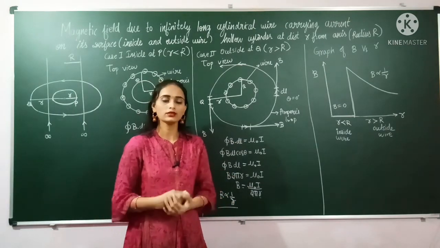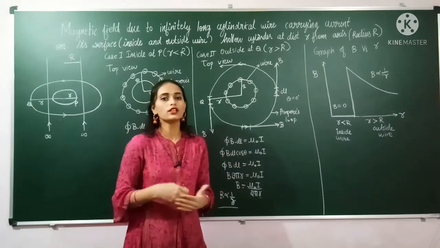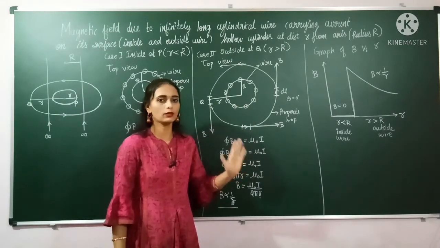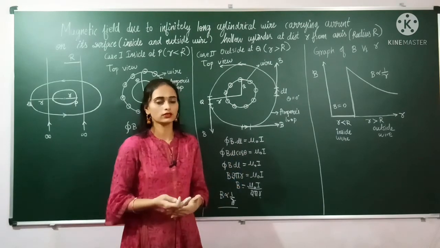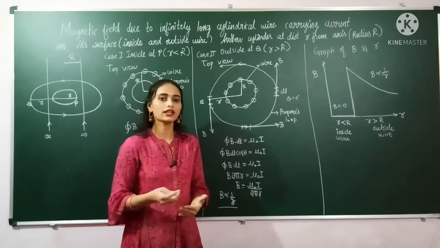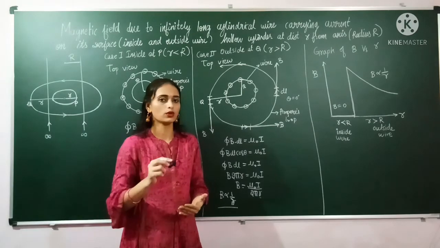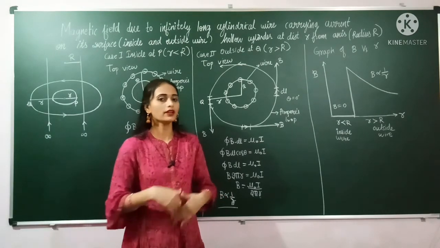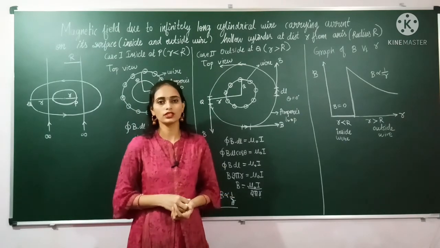So in the next class we will discuss the same thing for the solid cylinder. Here it is a hollow cylinder. Hollow cylinder means inside there will be no current. If you take a solid cylinder, in that case current will be present inside also. So in that case what will be the magnetic field at points inside and outside, that we are going to study.